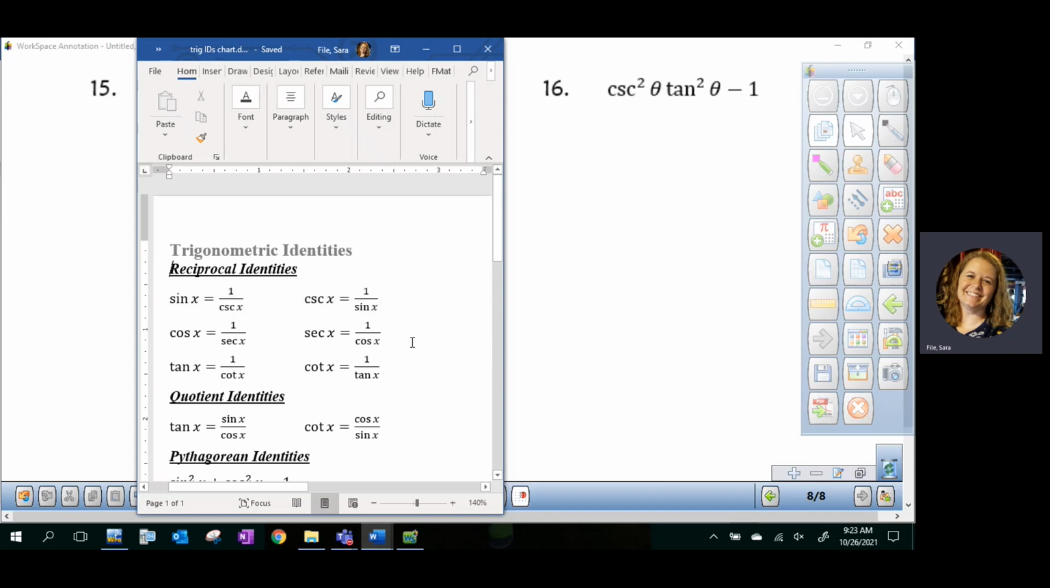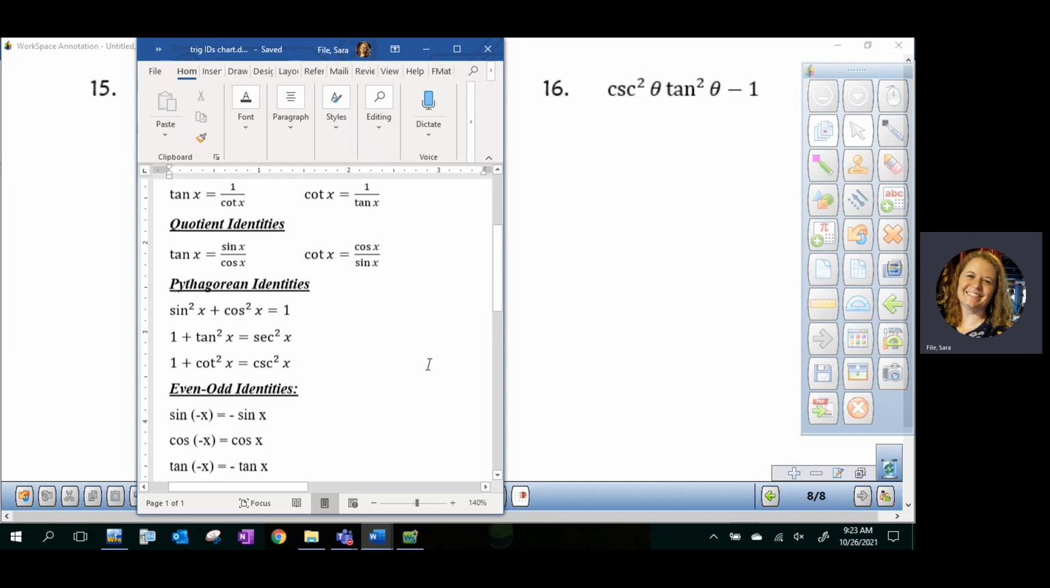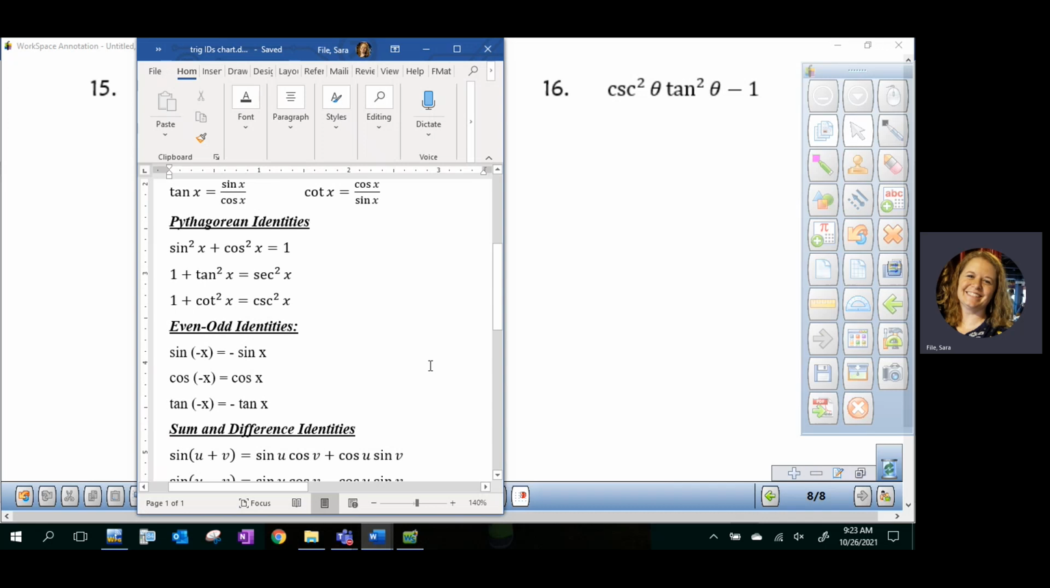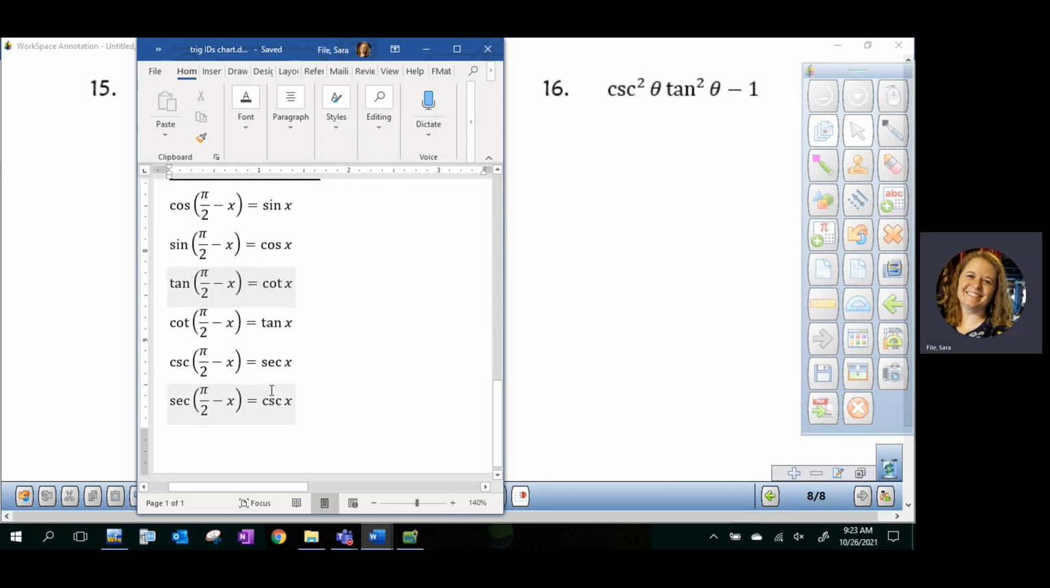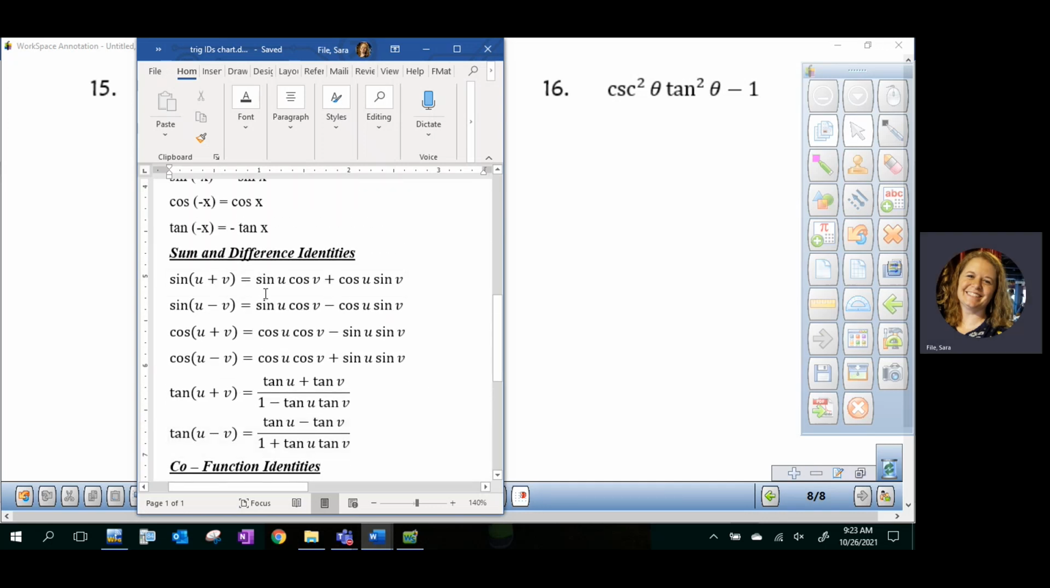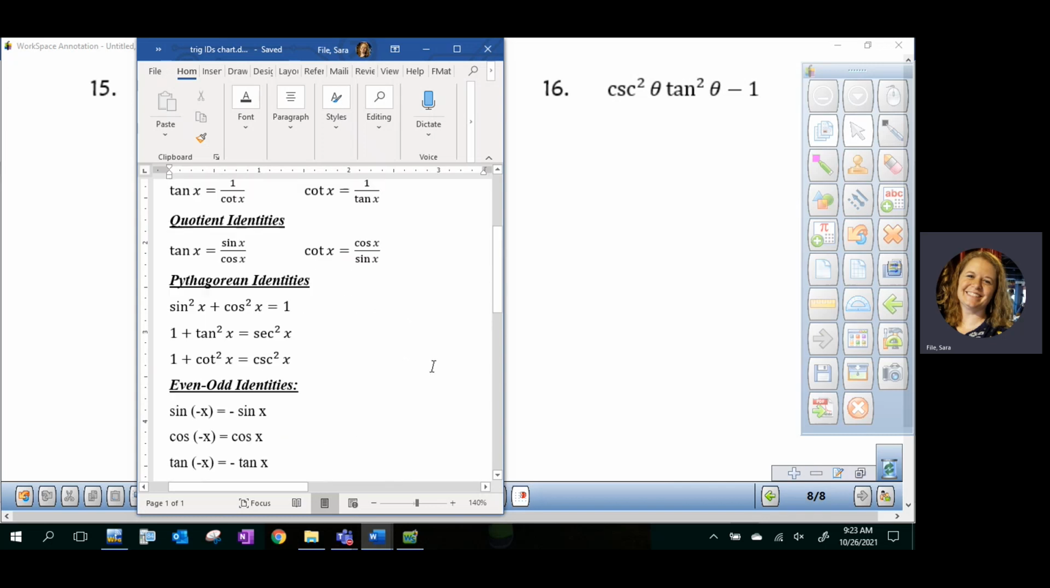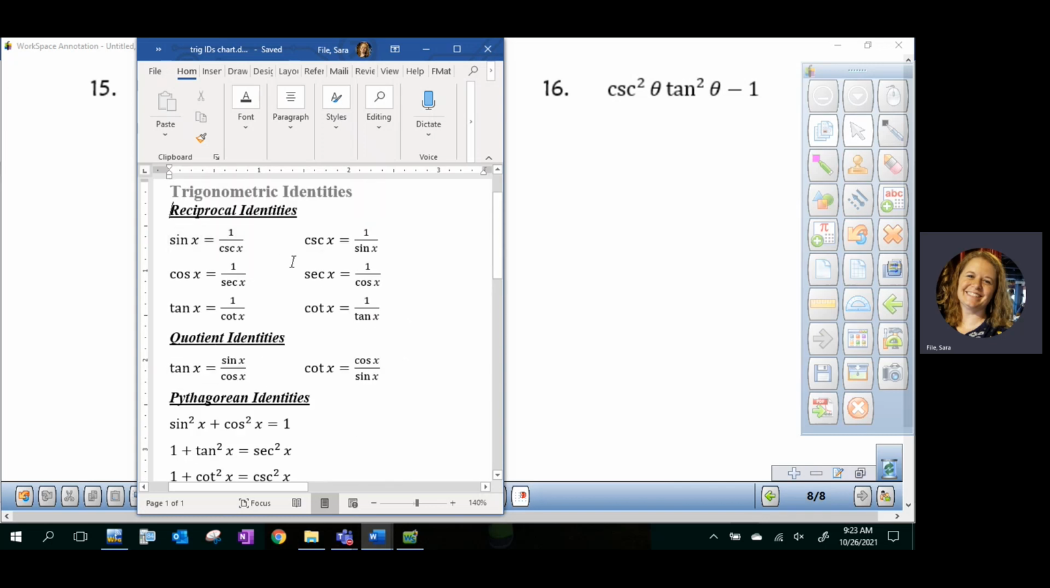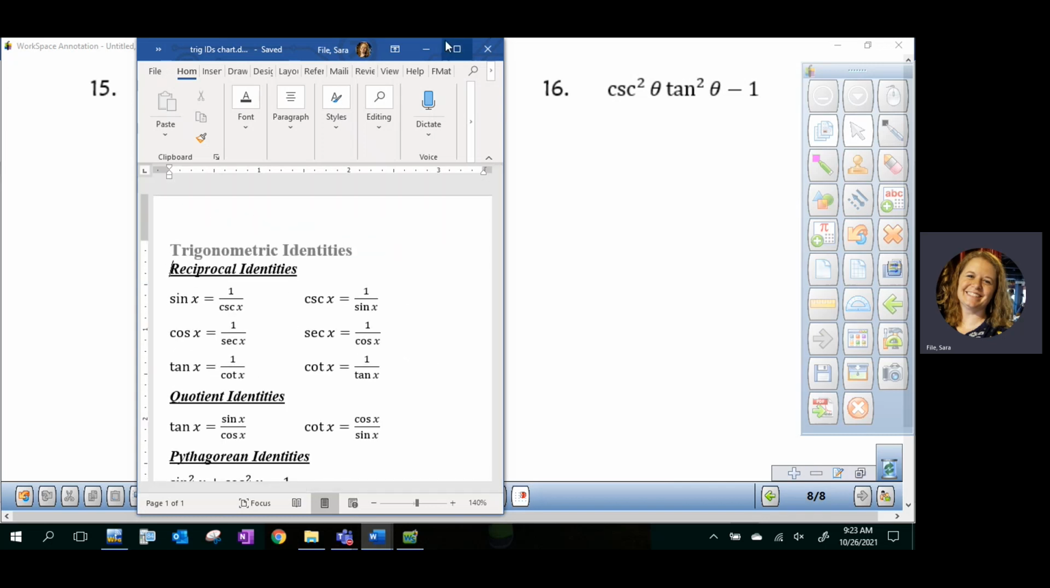Remember, we've done reciprocal, quotient, Pythagorean, odd and even, and cofunction. We did not cover sum and difference. That's not going to be on there. But you'll have a sheet like this with all the identities listed.